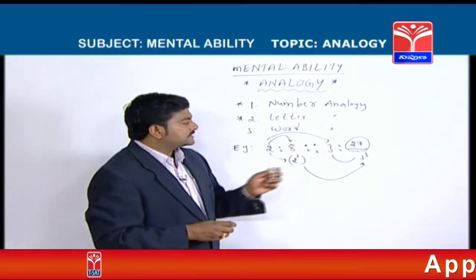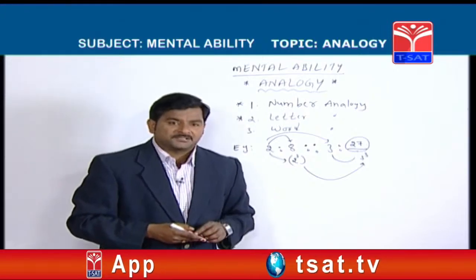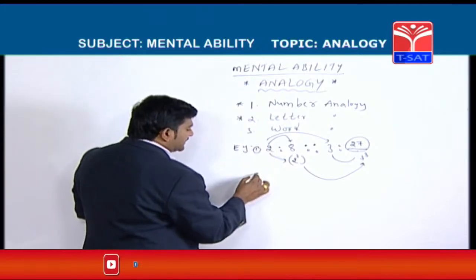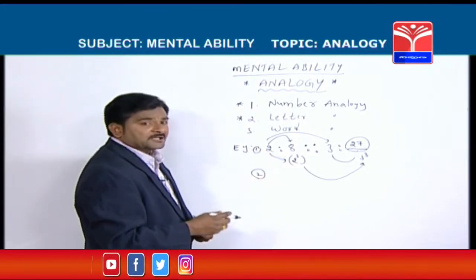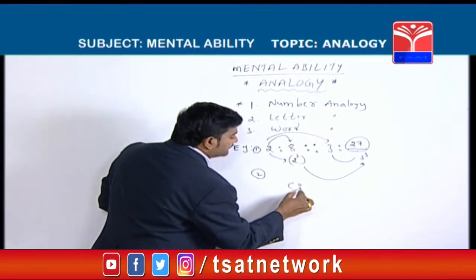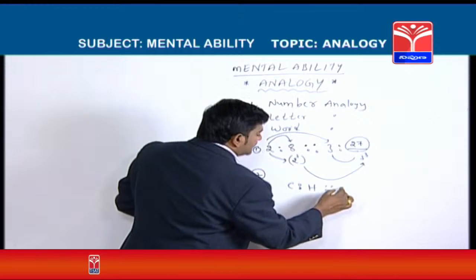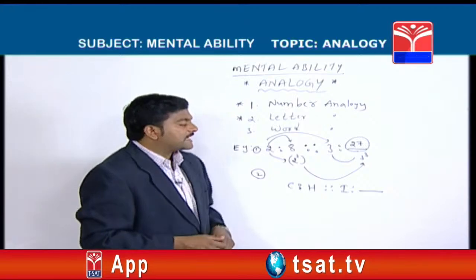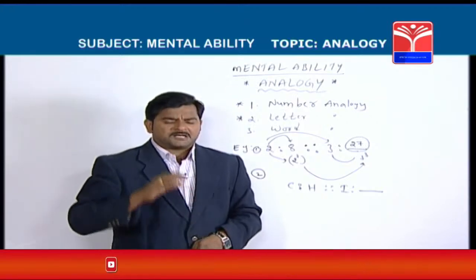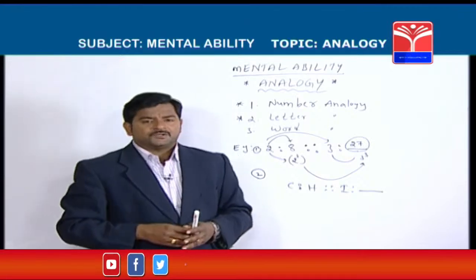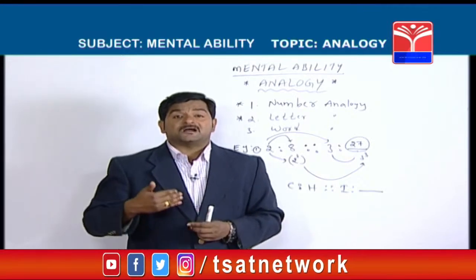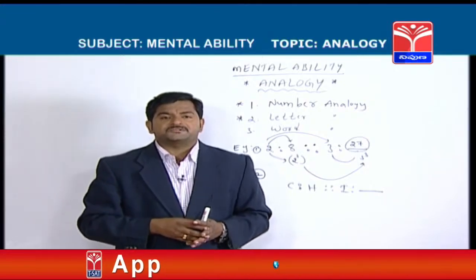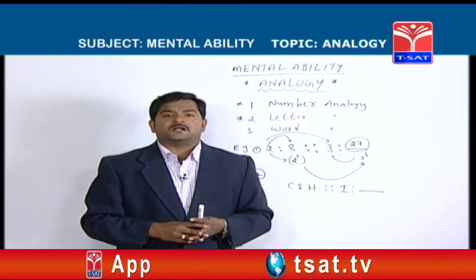I hope you understood. So this is the example for number analogy. Similarly, if you take letter analogy, I am taking simple examples. One question is given like this: C is to H as I is to dash. C is to H as I is to dash. And one more thing I need to say here: usually the answer to an analogy question depends on the given options. Sometimes if no options are given, multiple answers are also possible.